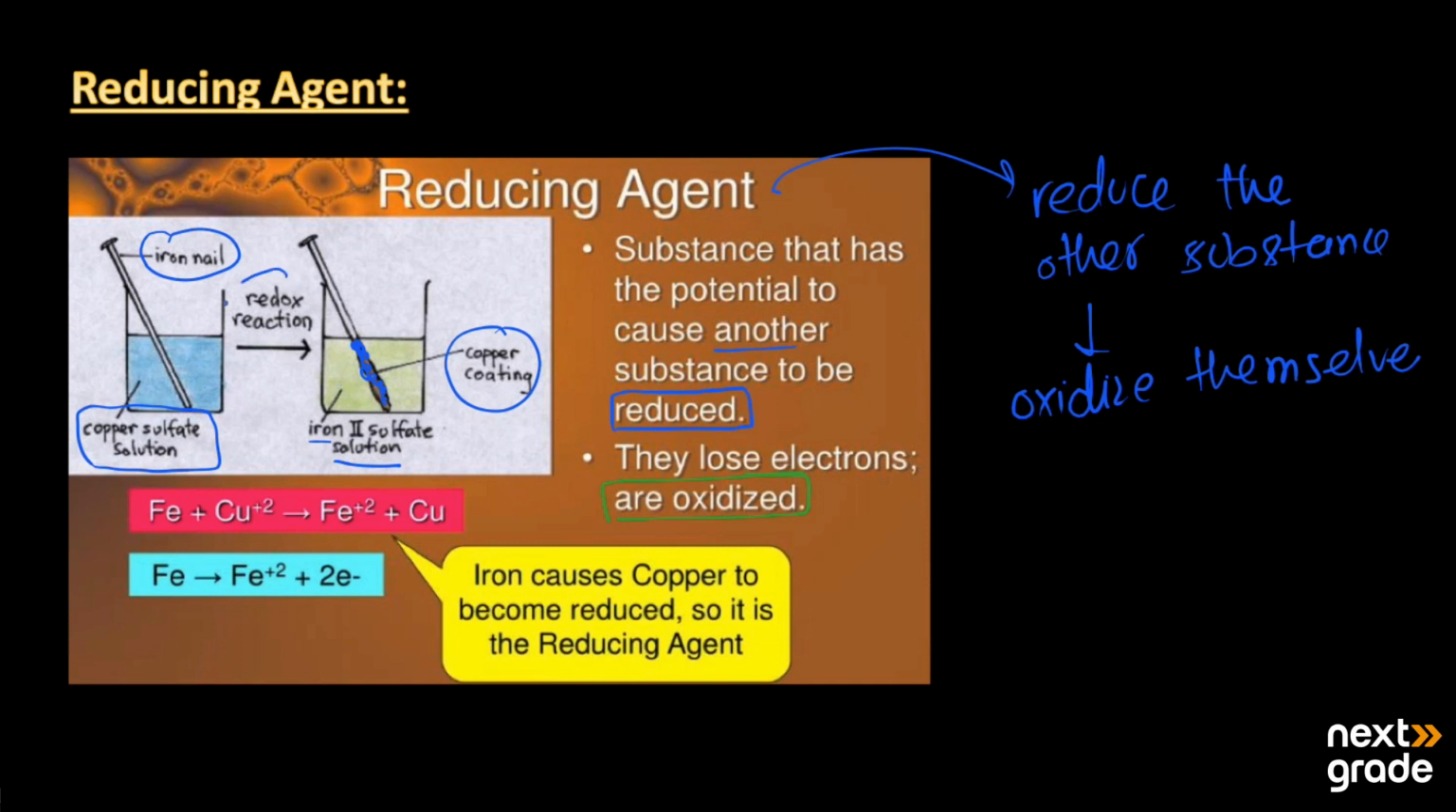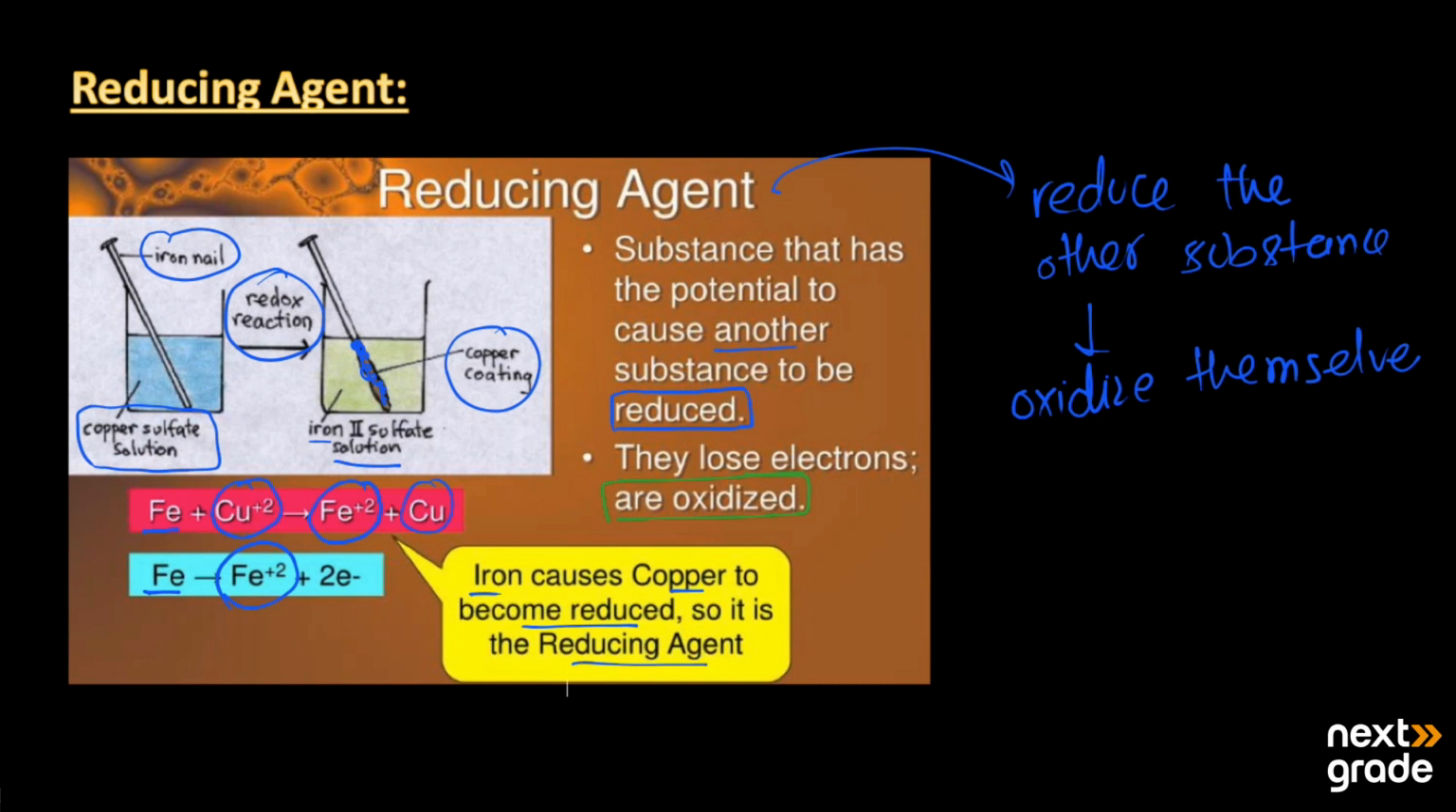It means there is a redox reaction in which iron reacts with the copper present in the copper sulfate solution. It oxidizes the iron and reduces itself, and iron, by losing two electrons, changes into Fe2+. So here the iron causes the copper to become reduced, so it is the reducing agent.